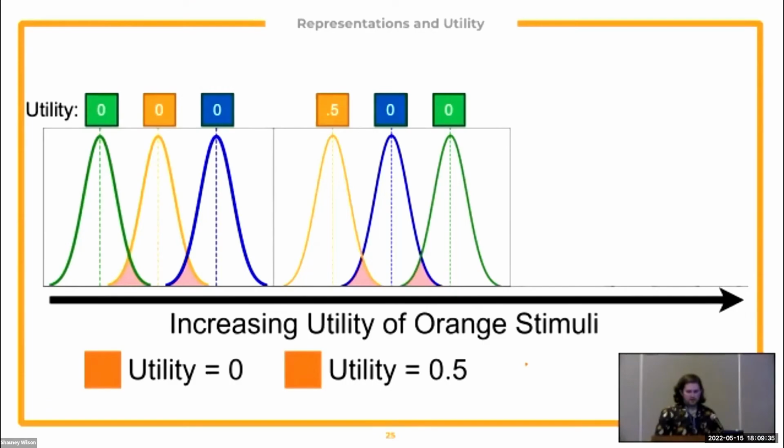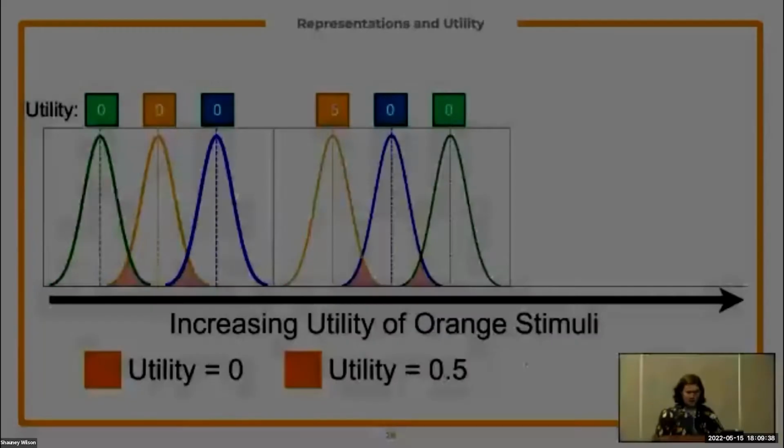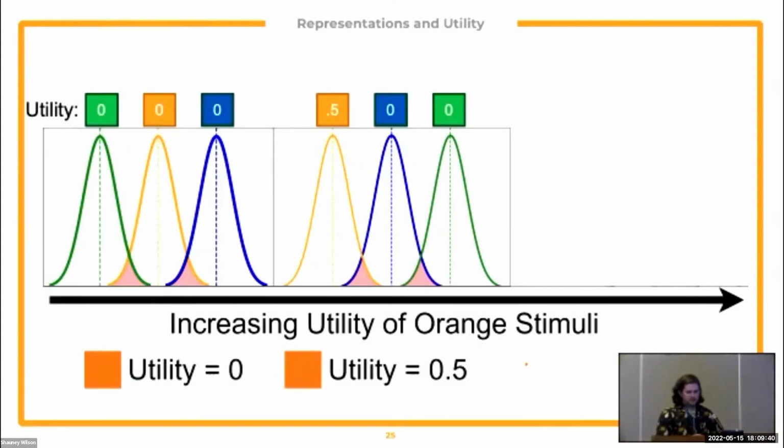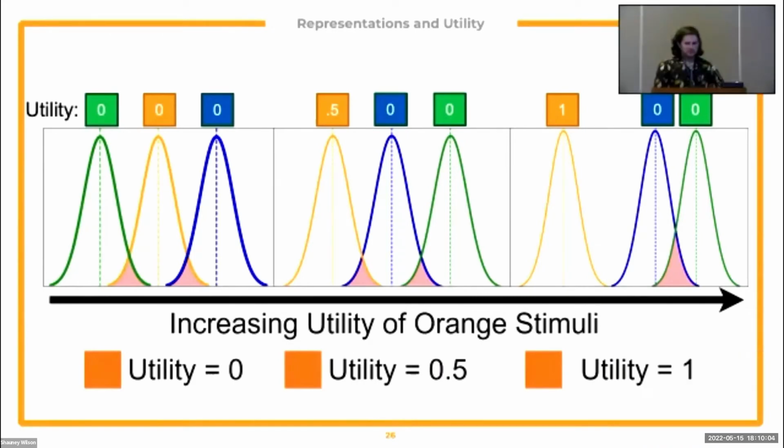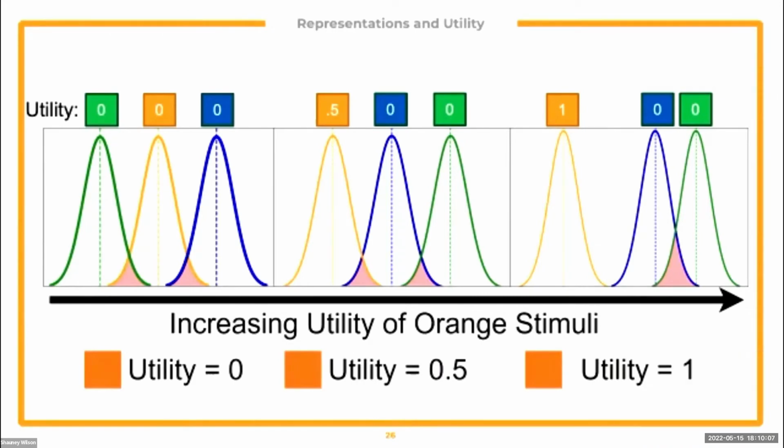However, as the orange stimuli increases in utility, a rational agent begins to prefer a representation strategy that has lower overlap of the orange distribution among the other 2, because there's a higher cost of confusing an orange stimuli for a blue or green. And finally, as the utility of the orange stimuli increases further, it must be represented completely separately from the blue and green distributions to avoid any possibility of confusion.